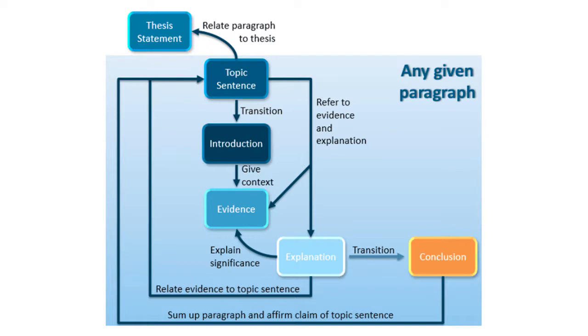So every body paragraph begins with a claim, but sometimes needs a transition, the box you see called introduction, before the evidence. The evidence, clearly labeled, may need to be explained, which is also labeled. The explanation should show the significance of the claim and how the evidence proves that claim. The last sentence, labeled conclusion, should show how the paragraph affirms that claim.